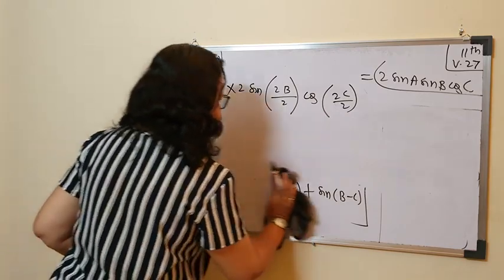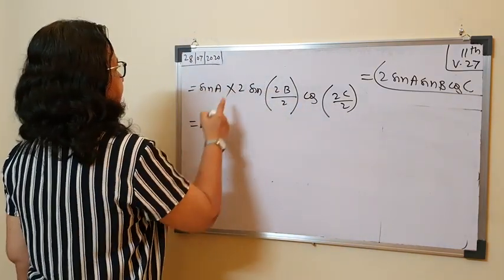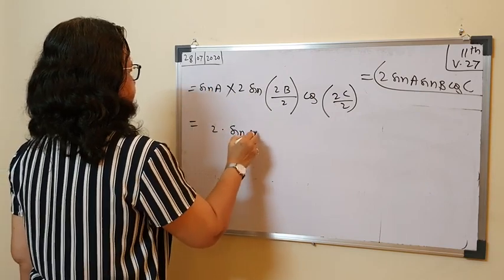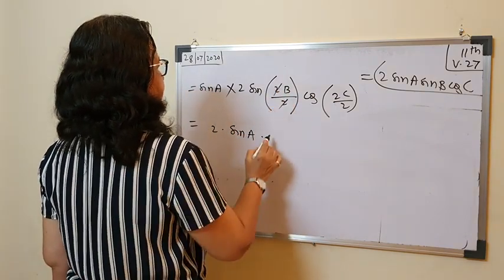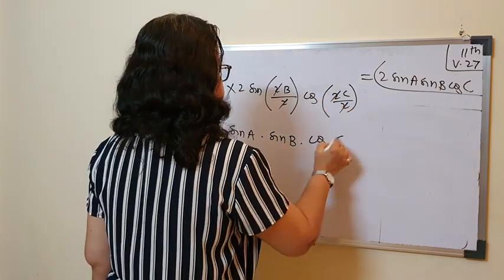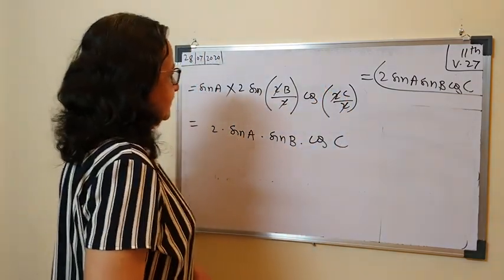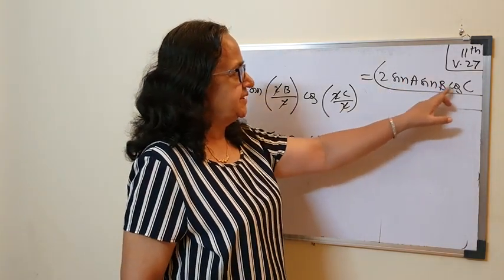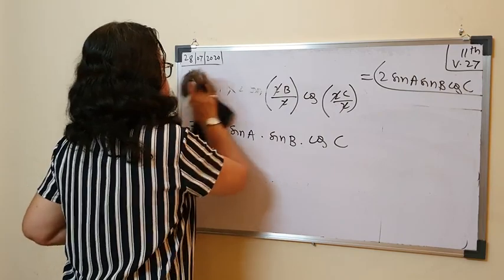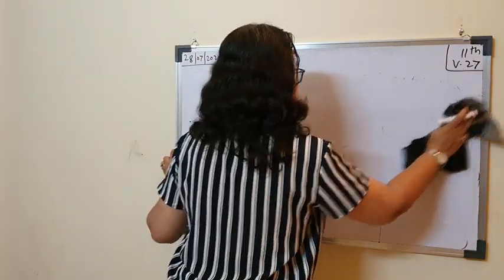So let us see what this gives me. I get this 2, this sine A, here inside 2 and 2 gone, so sine B, here inside 2 and 2 gone, so cos C. 2 sine A sine B cos C, which is what we wanted. That is equal to RHS.